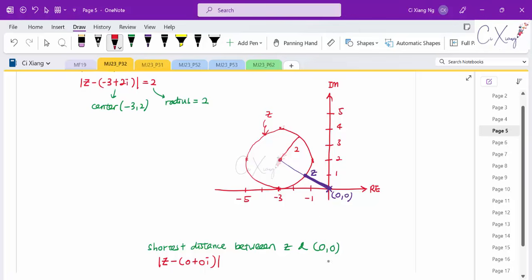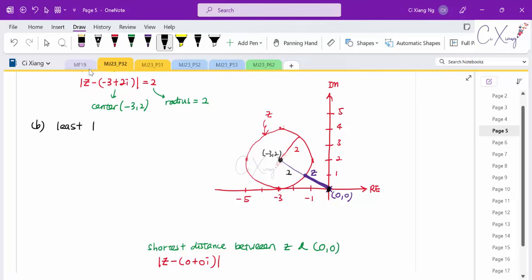So how can I get the shortest distance here? By using my diagram, I will show you the solution for part B. Sorry, it shouldn't be part number 2, it should be part B. To get the distance here, basically I want to take the distance between -3, 2 and 0, 0. After that, I minus the radius, which is 2. Then I will get the shortest distance for z.